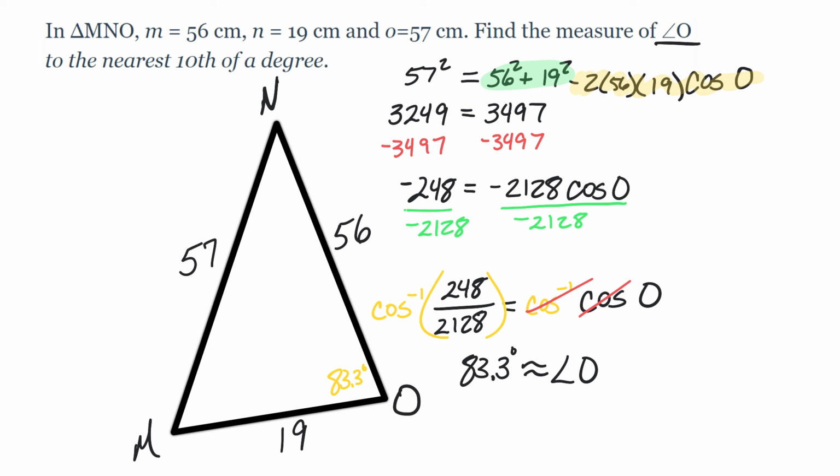And at this point, if you like the law of cosine, you could use it again. I wouldn't suggest it, but you could use it again to find M and N. But we could actually use the law of sine because now we have an angle and an opposite side. So we could fall back and use the law of sine. I prefer the law of sine. Most people do.